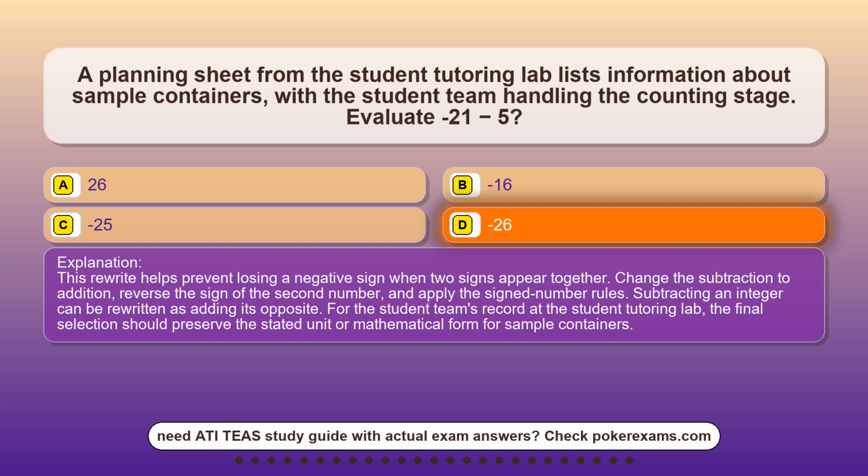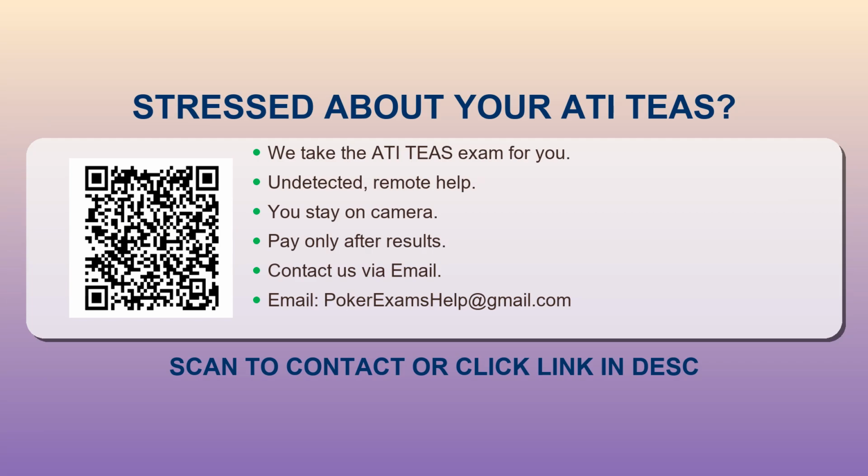This rewrite helps prevent losing a negative sign when two signs appear together. Change the subtraction to addition, reverse the sign of the second number, and apply the signed number rules. Subtracting an integer can be rewritten as adding its opposite. For the student team's record at the student tutoring lab, the final selection should preserve the stated unit or mathematical form for sample containers.